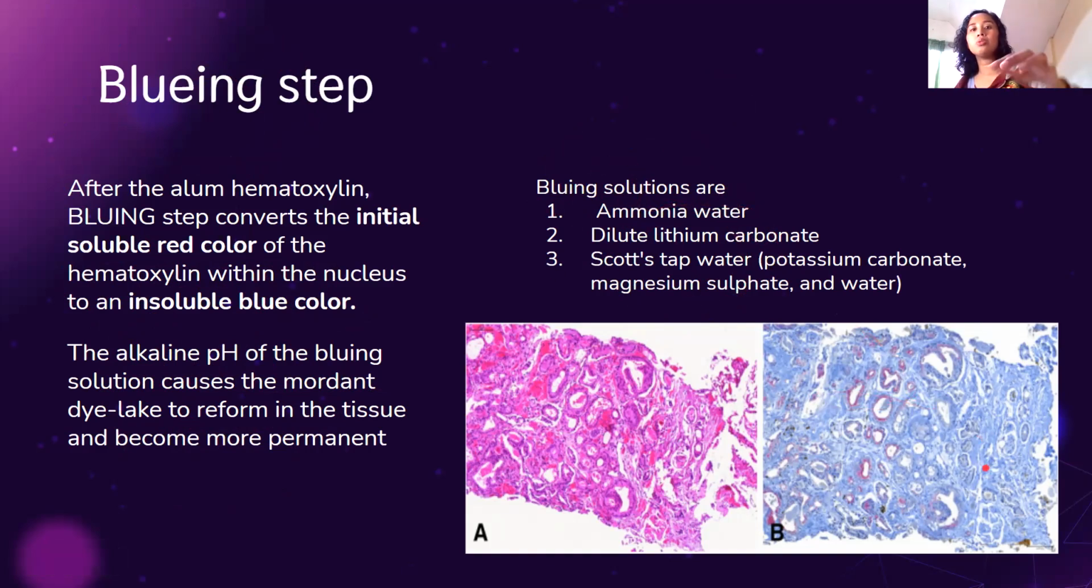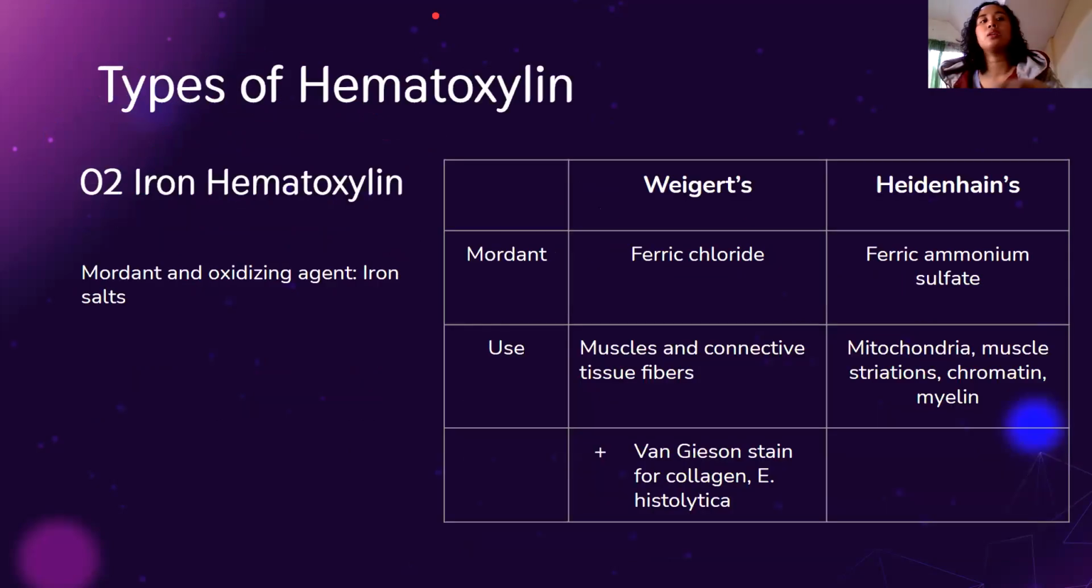So, guys, para yung nucleus natin maging blue, kailangan check natin yung alkalinity ng bluing step natin. So, bluing solutions are ammonia water, dilute lithium carbonate, or Scott tap water, which contains potassium carbonate, magnesium sulfate, and water. Okay, so after doing alum hematoxylin, we have a bluing step. So, pag nakita mo na yung ammonia water or Scott tap water, the purpose of that is the bluing step. Naglilito ako sa spelling. Some spell bluing like this, some spell it like this. Ganito na lang, guys. Bluing step. So, after using alum hematoxylin, okay? So, next.